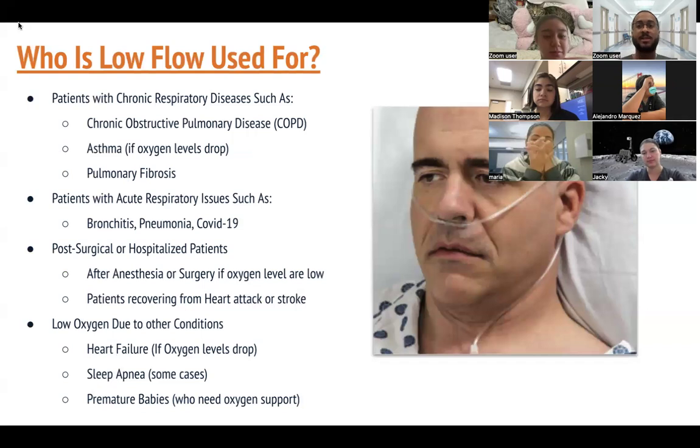You may be asking, who is this used for? So this could be patients with chronic respiratory diseases such as COPD, asthma, pulmonary fibrosis, also patients with acute respiratory issues such as bronchitis, pneumonia, COVID-19, and then also post-surgical or hospitalized patients. This could be used for patients post anesthesia, if the oxygen levels are low, or patients recovering from heart attack or stroke. And then some other conditions can be heart failure. In some minor cases, you may see this with sleep apnea, and then also for premature babies who need oxygen support.